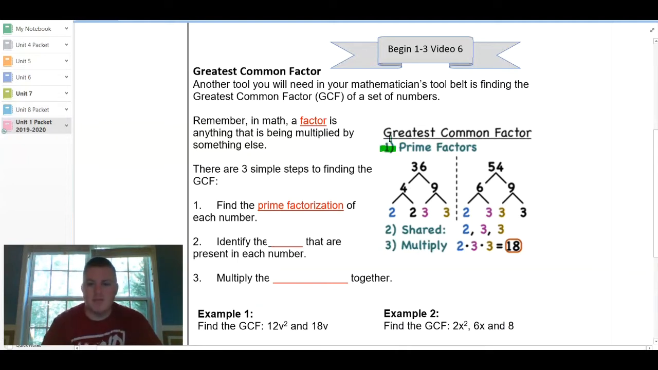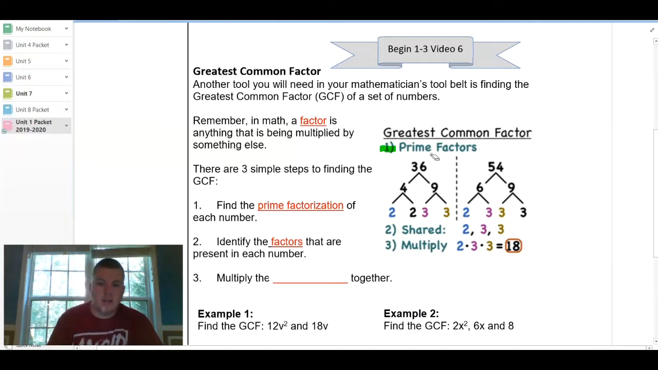We had 36 and 54. We broke it down into some numbers that multiply to give us that, and we kept breaking it down until we had a set of prime numbers. Remember, prime numbers are numbers that the only things you can multiply to get that number are 1 and itself. And then after we find the prime factorization, we're going to look for the factors that are present in each number. So it has to be in each of the 2 different sides.